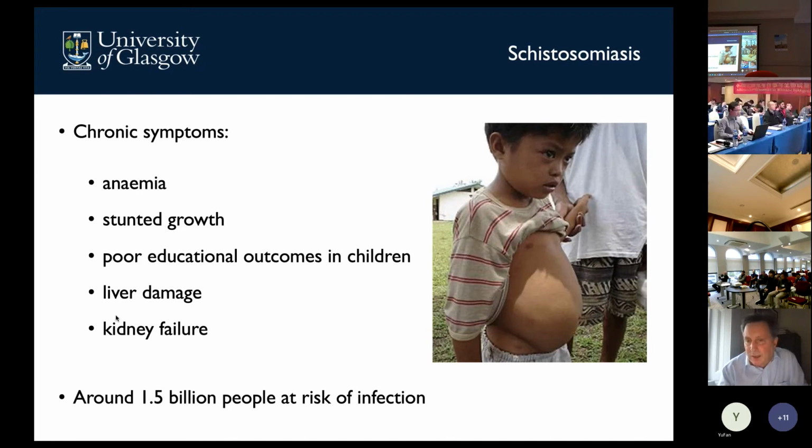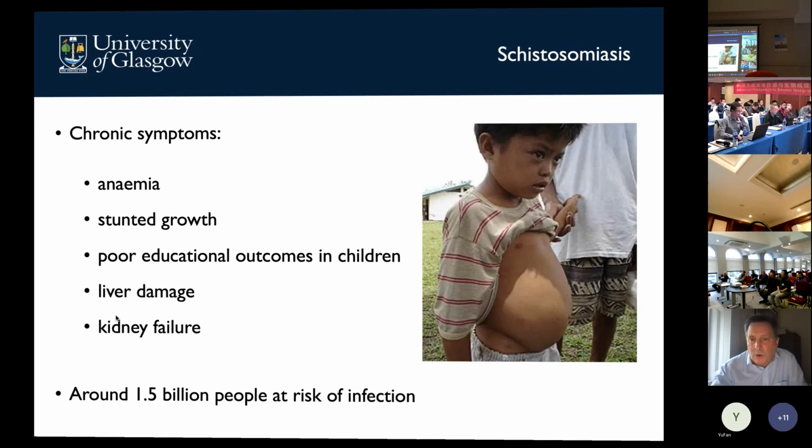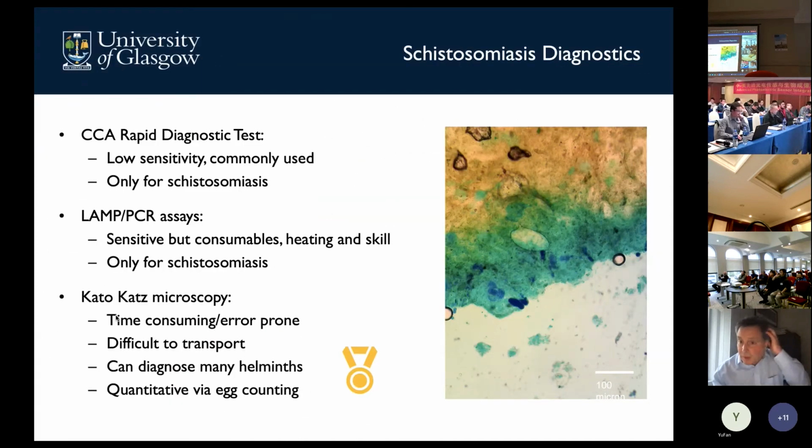Now, interestingly, although it is a disease of sub-Saharan Africa, it's prevalent right the way across Asia and South America as well. The species specific, for example, to Japan, which are called Schistosoma japonicum, for example. And there are about 1.5 billion people at risk to this disease, many of whom live in communities that don't have access to water.